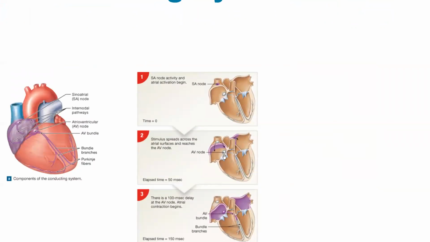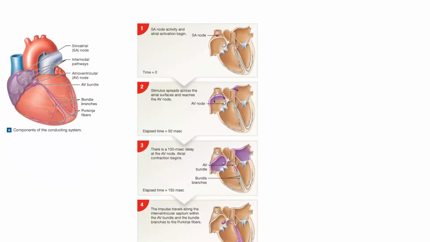That impulse travels, and you can see where it travels with the arrows and the purple shading. It travels through both atria, so both the right and the left atria at the same time, causing the muscle cells of both the right and the left atria to contract.